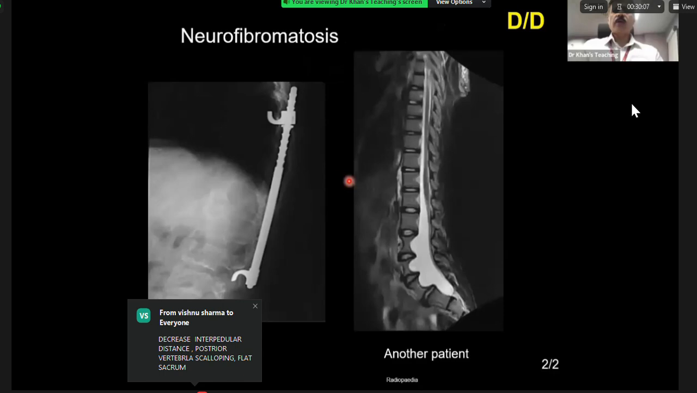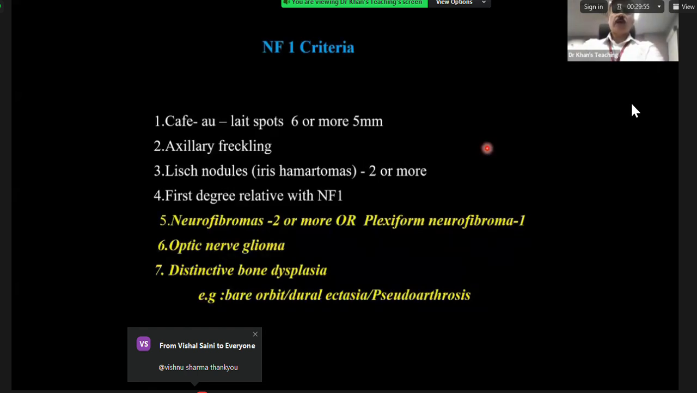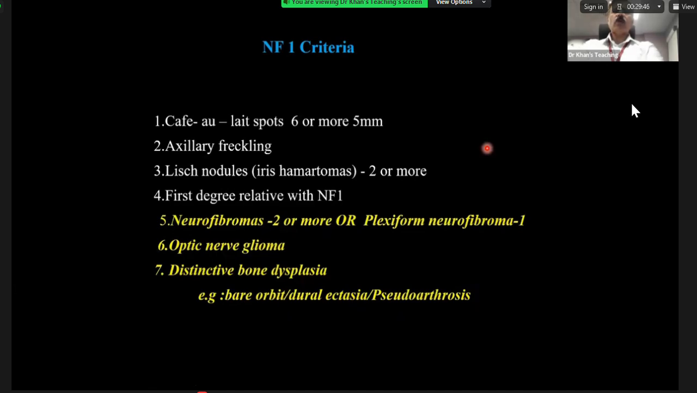Now, neurofibromatosis is one of the very, very important cases for the exam. This is the definition of neurofibromatosis 1, NF1. And this I'm going to tackle in detail when we are considering CNS. Look at these 7 points, and this is the definition. If a patient has got 2 or more than 2 of the following, you call it an NF1.